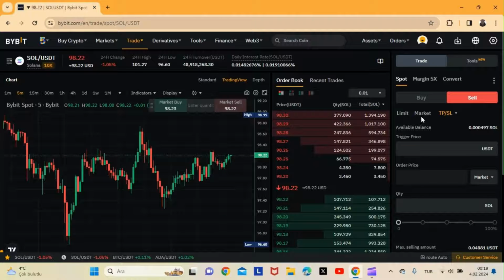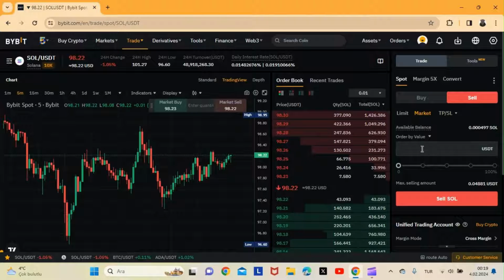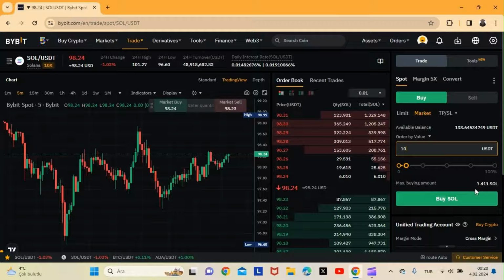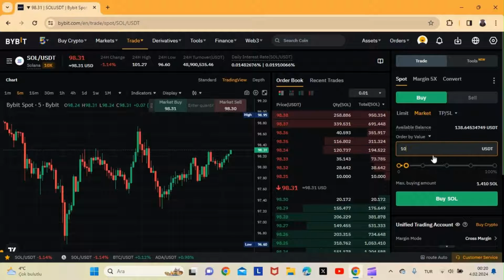So if I basically want to buy at this current price, you can just enter the amount you want to buy. You come to market order, you enter, say, 10. Come here and press buy. You want to buy now, you press $10. So $10 is basically going to give you this particular amount. You just press buy and you go ahead.